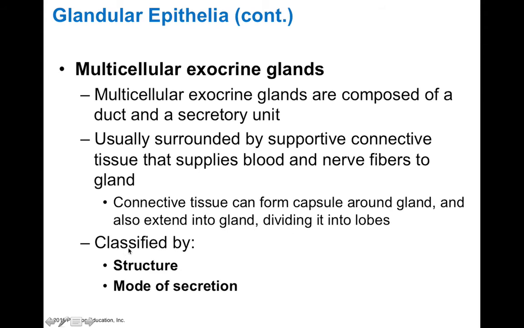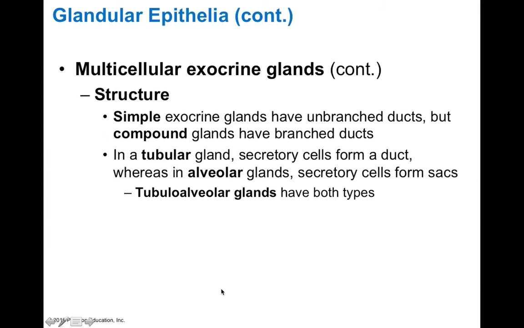Now, these glandular epithelia are classified based on their structure as well as their mode of secretion. So their structure is either simple or compound. Simple means we have glands that have unbranched ducts. Compound means we have branched ducts. If it's tubular, we see that the cells form a duct, whereas with alveolar, the secretory cells form a larger sac-shaped structure. And you can have a mixture of the two.